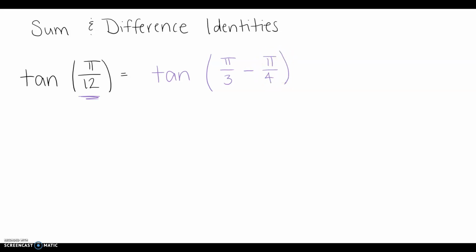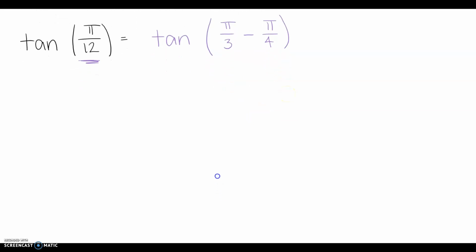With tangent, a trick is to try to use pi over 4 and pi over 3 whenever you can, or really any angle on the unit circle that has a reference angle of pi over 4 or pi over 3. That way, you get nice numbers. Remember, tangent of pi over 3 is root 3, whereas if you use pi over 6 or a different angle, then you're going to end up with a fraction over a fraction, and that just makes it challenging.